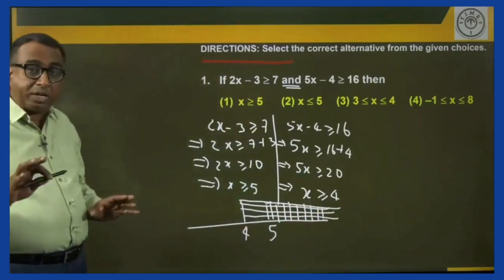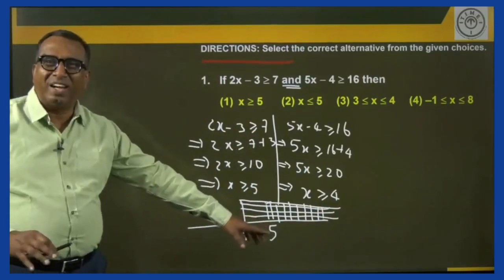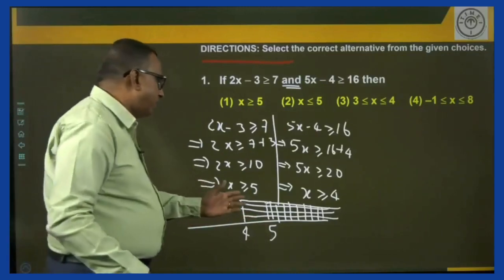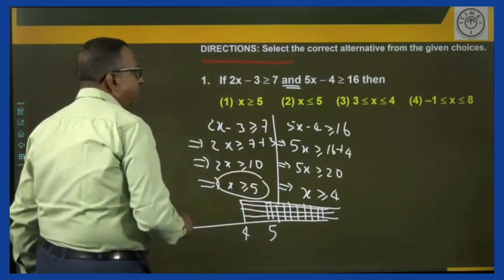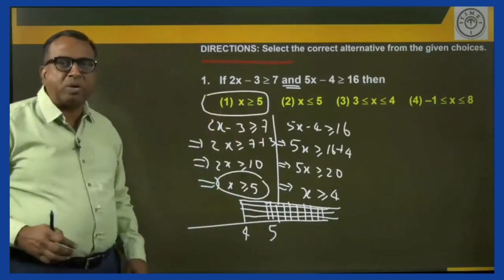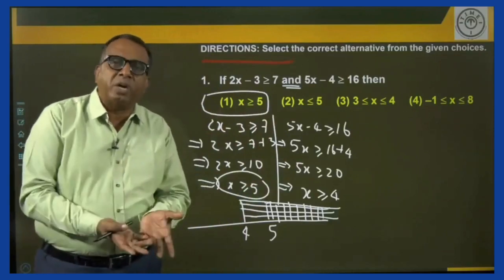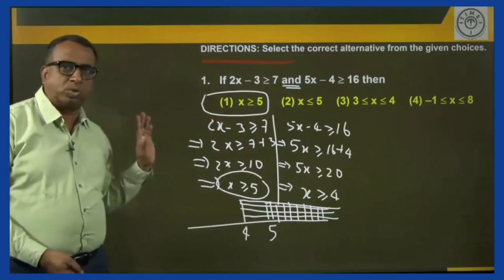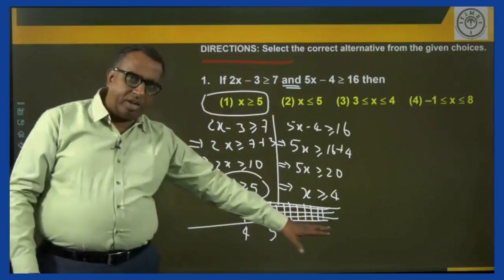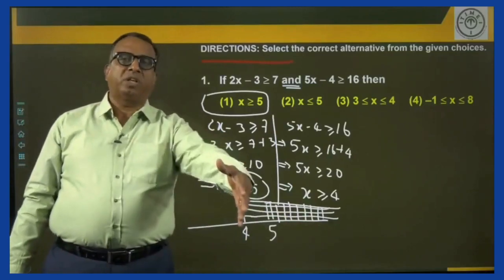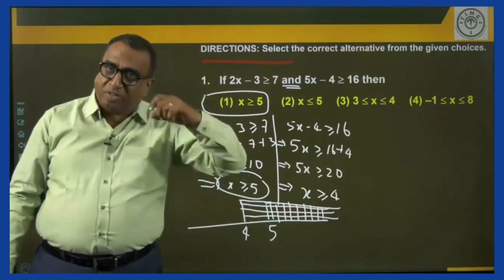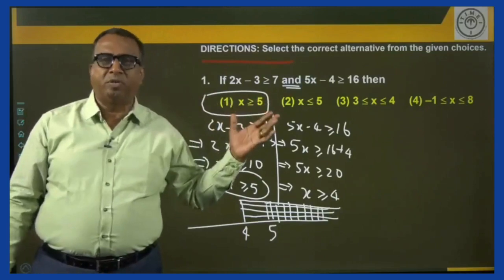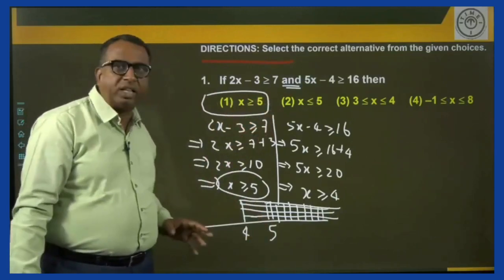What is the net effect? Net effect means that if both things have to happen simultaneously, x has to be greater than or equal to 5. So x greater than or equal to 5 will be the answer. If a number is more than 4, will it be more than 5? It may or may not be. Whereas if you take a number more than 5, it will certainly be more than 4. So therefore, the intersection of these two is x greater than or equal to 5.